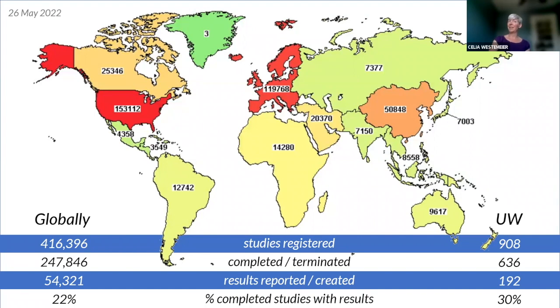You can also see, in comparison to what we have at UW, we have just over 900 studies registered, 600 are completed, and we have, better than the global average, 30% completed and results reported. And these numbers are constantly changing. We updated this about 2-3 weeks ago, and I'm sure the numbers are already different.